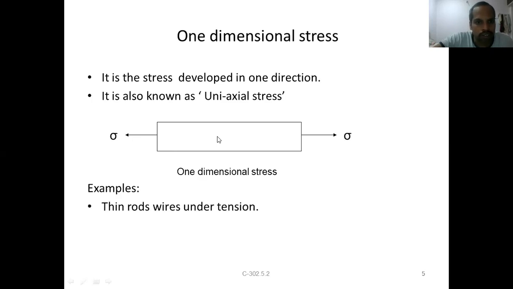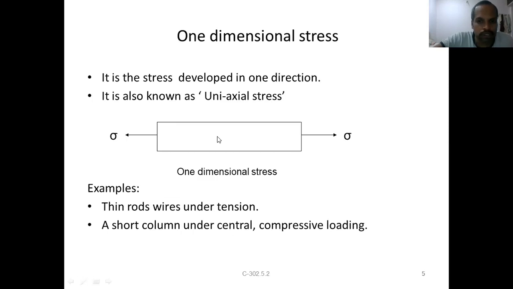Example: thin rods, wires under tension. If a wire is pulled, it will be subjected to one-dimensional stress. For example, thin rods, very thin. A short column under central compressive loading. A short column under central compressive loading means axial loading. Central means axial compressive load.